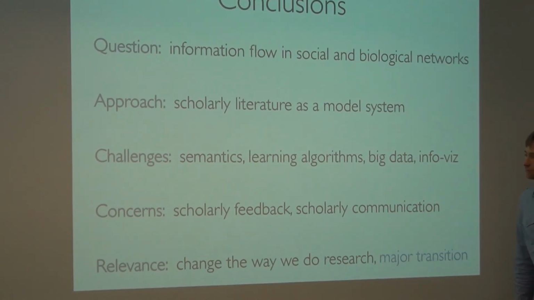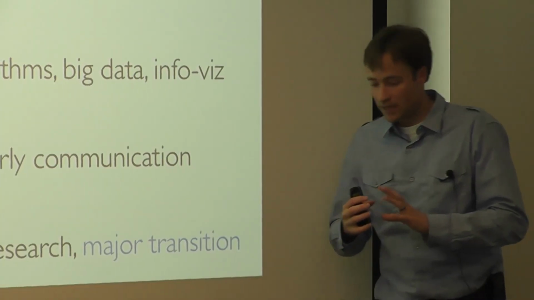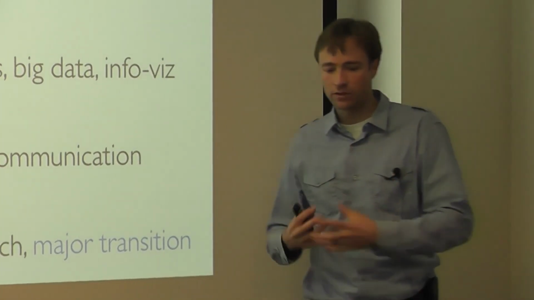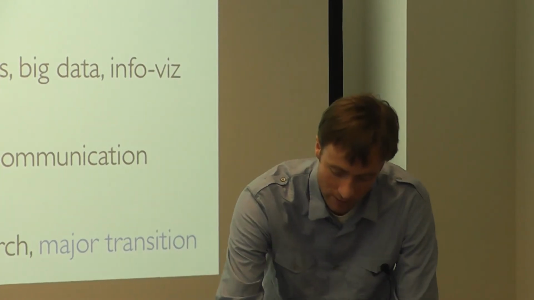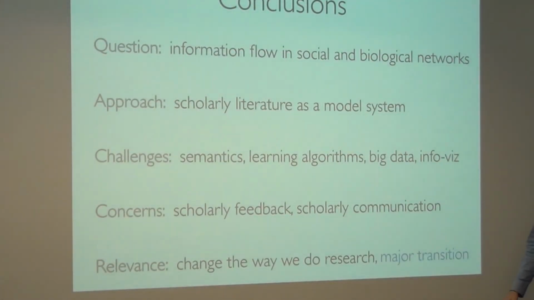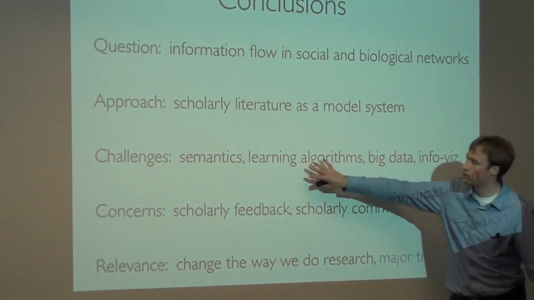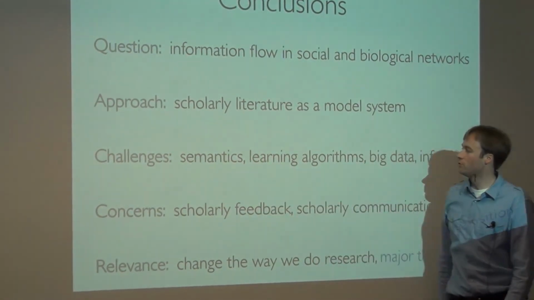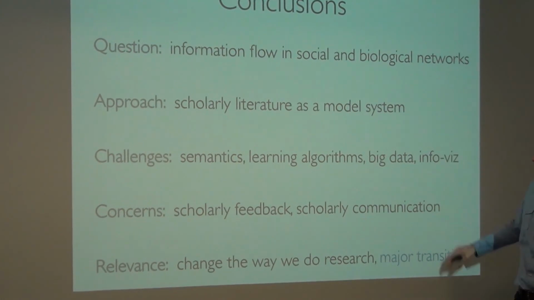So this is just a reminder because I talked about a lot of stuff. Here's the sort of question I'm interested in generally. Information flow in social and biological systems. How do we capture it? How do we measure it? How do we look at the ways in which we can use this information? The approach I use primarily is the scholarly literature. There are lots of challenges. I didn't get so much into the challenges, but semantics are a new thing. Big data has always been a problem. InfoVis is trying to represent this information.